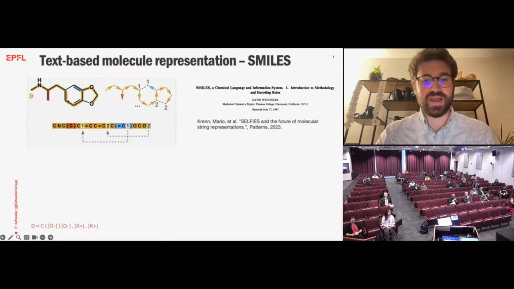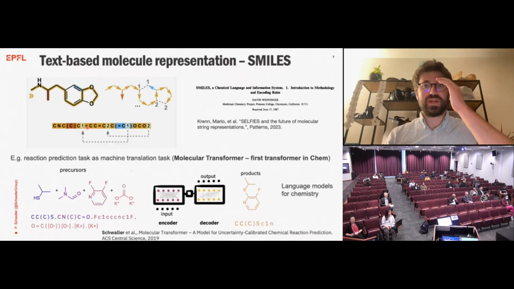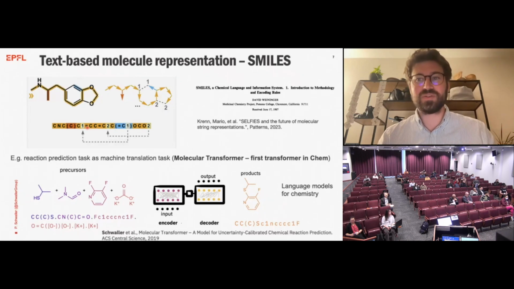Here you have an example of a graph and how it's decomposed into the SMILES. You have the brackets for the branching and the numbers for ring openings and closings. Back during my time at the University of Cambridge, I introduced the first transformer model applied to chemistry, and back then it was used for predicting chemical reactions.